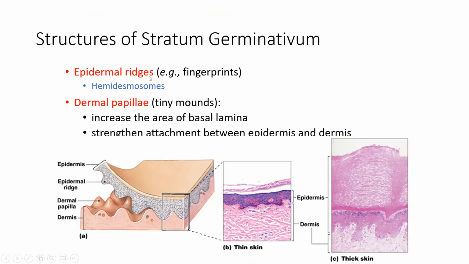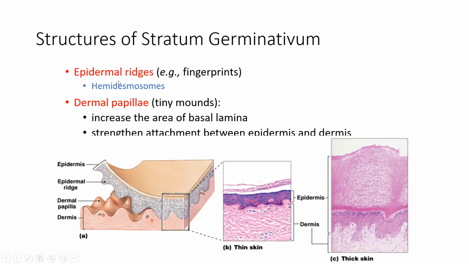And that is the epidermal ridges, which are these protrusions right here at the base of the stratum germinativum, or at the base of the epidermis, which fits in nicely with these dermal papillae, which you find at the superior, more superficial aspect of the dermis. These protrusions act as increased surface area to allow for more attachment sites to occur.